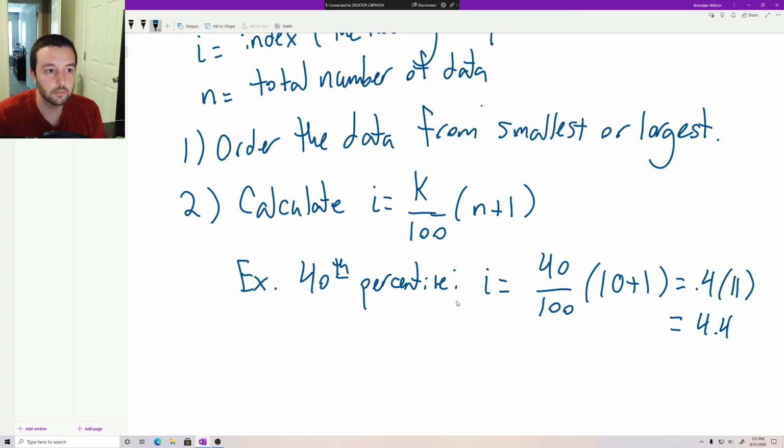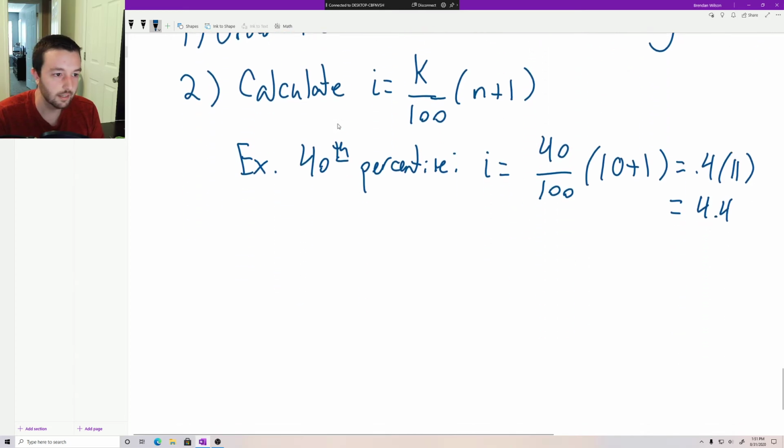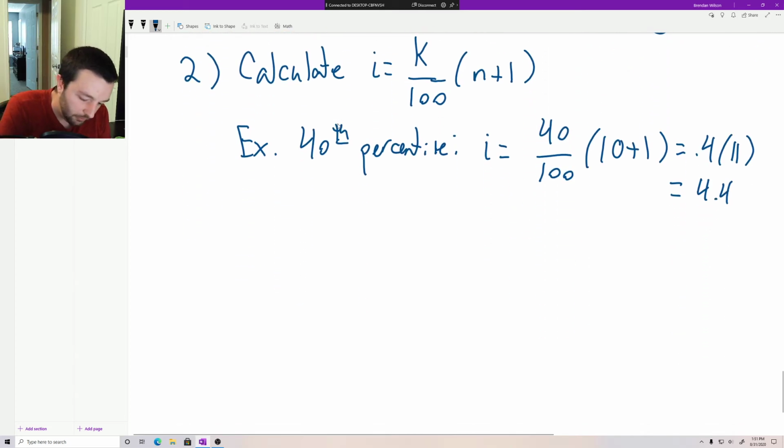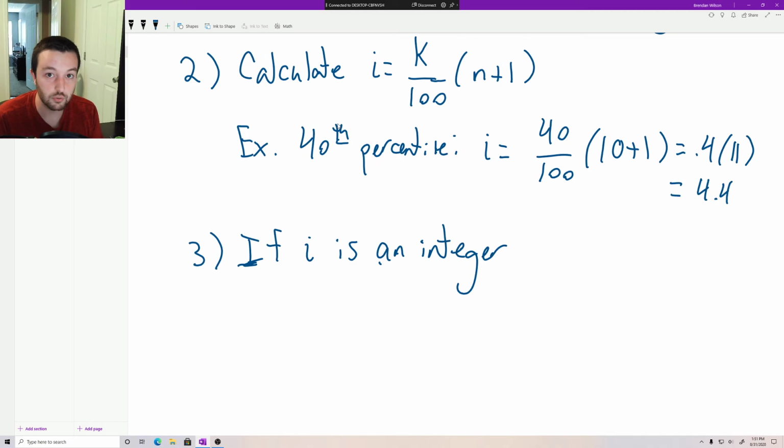Okay, what does that mean? Well, I is the index, but what's the 4.4th number? Well, steps 3 and 4 give us instructions for this. If I is an integer, okay, integer is like a counting number. So like 0, 1, 2, 3, 4, 5, or -1, -2, -3, -4. So not this number. So we're not going to use this step.